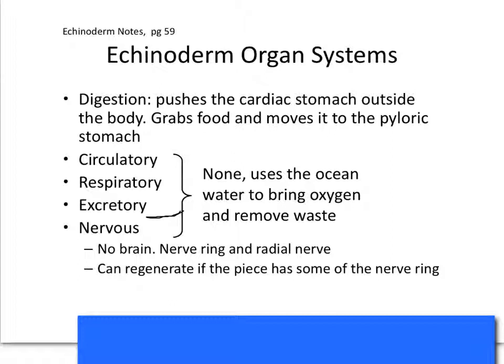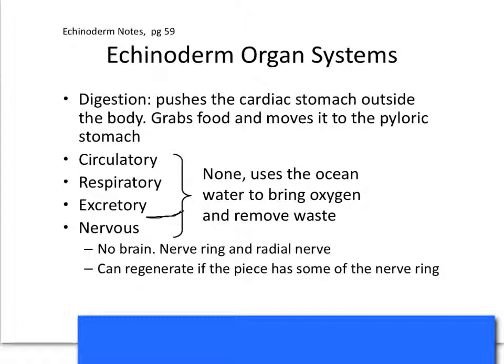And what's kind of cool with these guys is if they break apart, any piece of the sea star that has some of that nerve ring in it can regenerate into a new sea star. So the legend goes that back in the day, fishermen hated sea stars because they clogged up their nets, and every time they would pull up a sea star, they'd say, ah, stupid sea star, and break it in half and throw it back in the ocean, and all they were really doing was creating 2 new sea stars because they can regenerate, which is pretty cool.